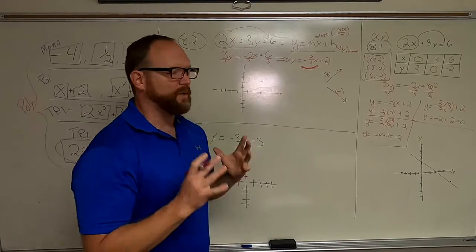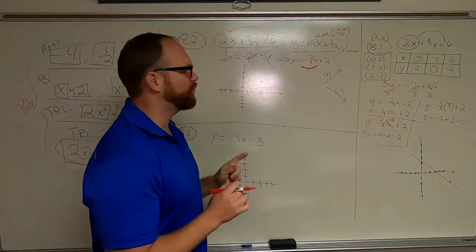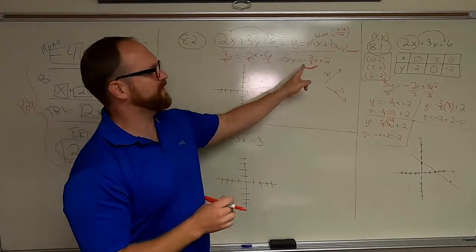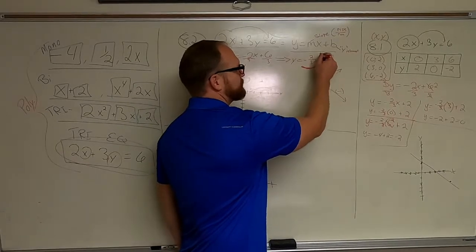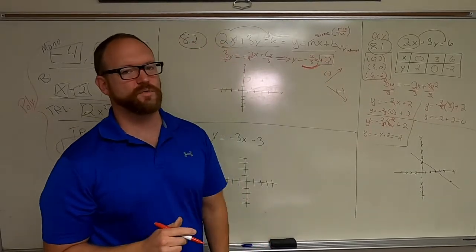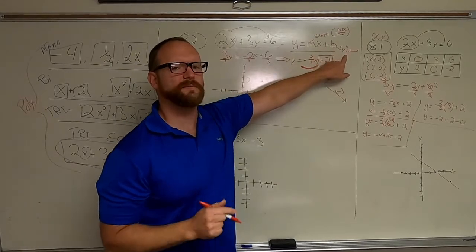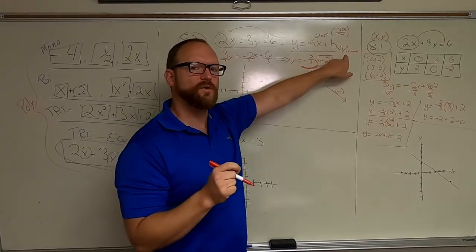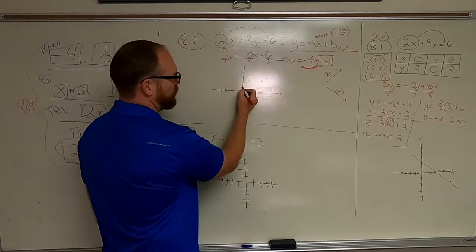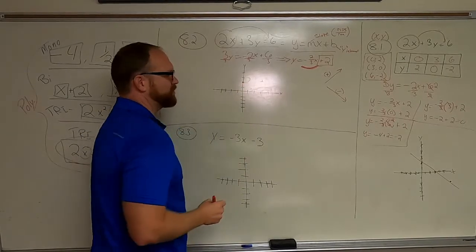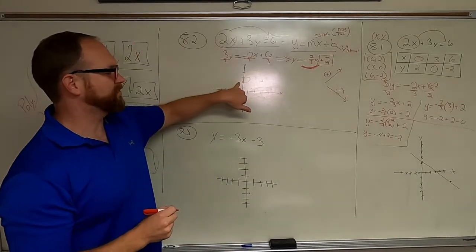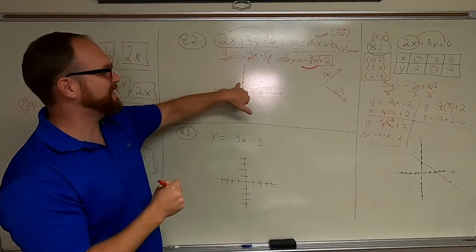Okay, so what does that mean now? What do we do at this point? Well, once we got that understood, we go to the very last number and look at that positive 2. What is that positive 2? Well, it's in the B spot. Remember, it's the y-intercept. That's where that line crosses the y at. So it's going to cross the y-axis at 2.